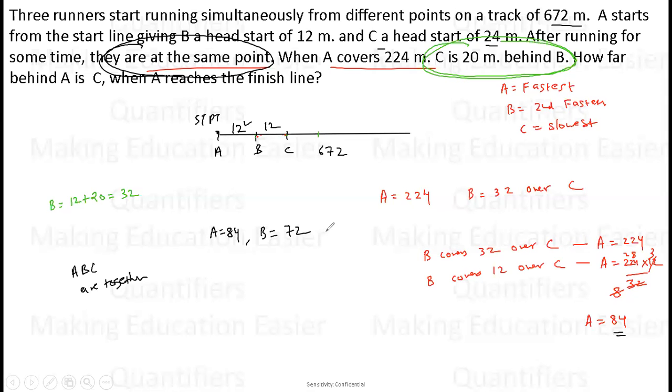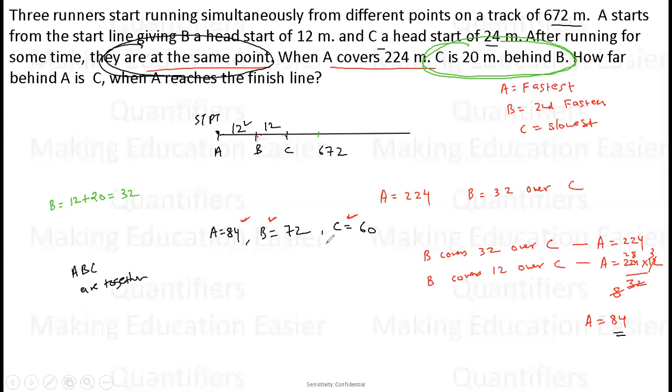And students, in the same time, C covered 84 minus 24 because C was already 24 ahead, right? So C must have covered 84 minus 24, that is 60. Students, now this is the distance. These are the distances covered by A, B, and C in the same time, right? So basically, this is what? This is the ratio of their speeds.